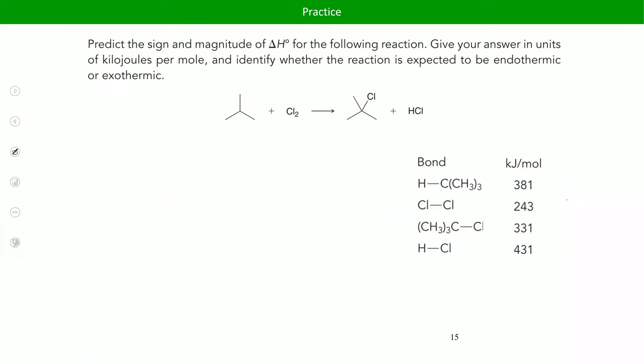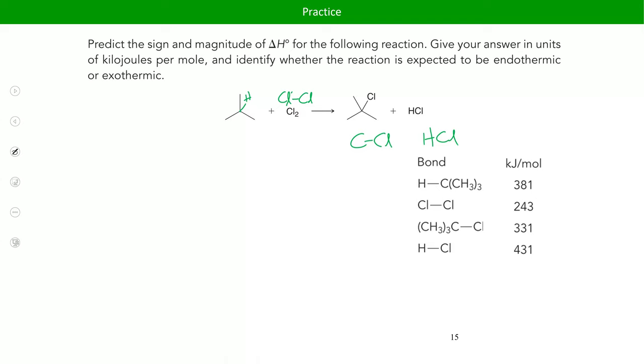If we want to know an estimate for delta H for this reaction, we just look at what bonds we break and what bonds we form. So in order for this to happen, we had to break a carbon-hydrogen bond, we had to break a chlorine-fluorine bond, and we make a carbon-fluorine bond, and we make an HCl bond. So two bonds breaking, two bonds forming.